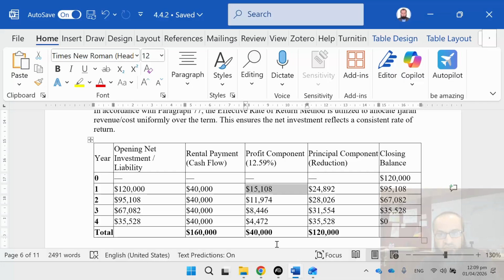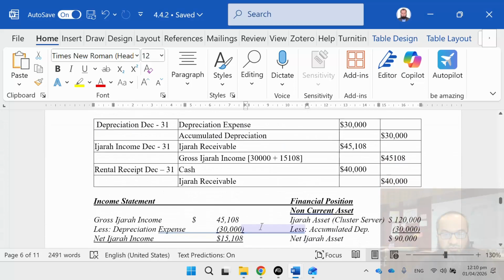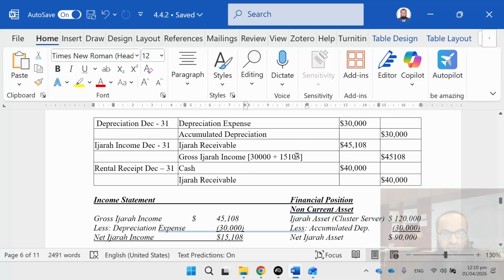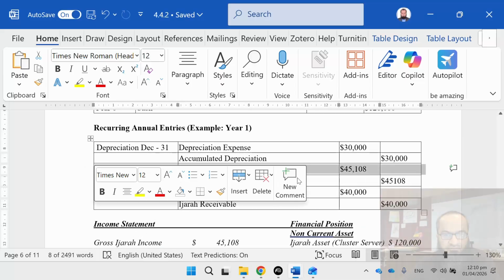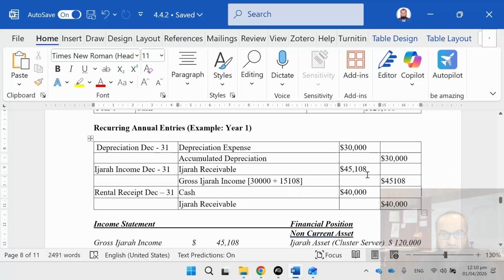So this is the cost of my asset, and the profit is 1508, right? So how much total will I be charging? I should be receiving 30,000 plus 1508. So this is the amount I record in Ijarah receivable, right? Ijarah receivable 45108, gross Ijarah income, again the same 45108.